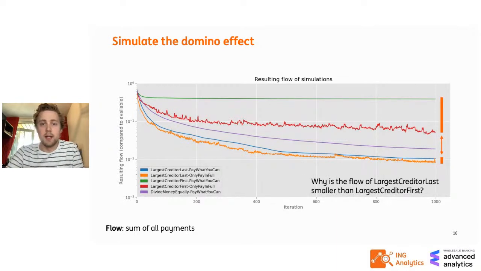Another point is that the difference between the largest creditor last and largest creditor first is quite big. Remember, this is a log scale, so this is orders of magnitude. And the question now is, why is this the case? Why is largest creditor last smaller than largest creditor first in terms of total flow? Maybe you can think about this already a bit, because everyone is paying their largest bill first or last. This, of course, will result in a different flow. So how does this work?